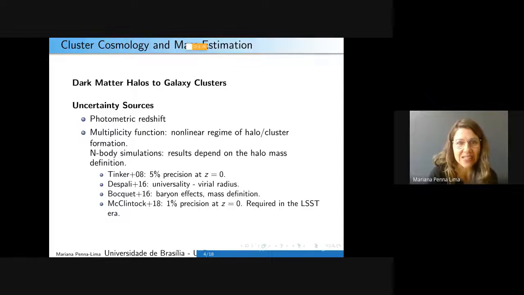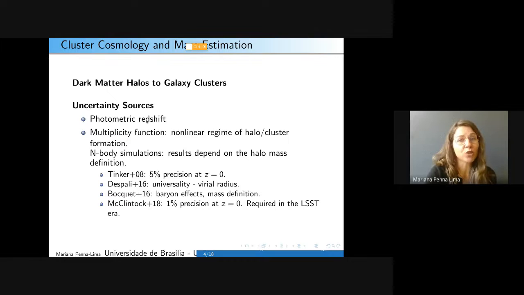observe galaxy clusters. So we have to connect these two quantities, okay? So what we measure, for example, for redshift, we can have spectroscopy or photometry. In most of the data that we have concerning galaxy clusters, mainly from the large surveys, we have the photometric redshift information. So we have to include this uncertainty source in our calculations.